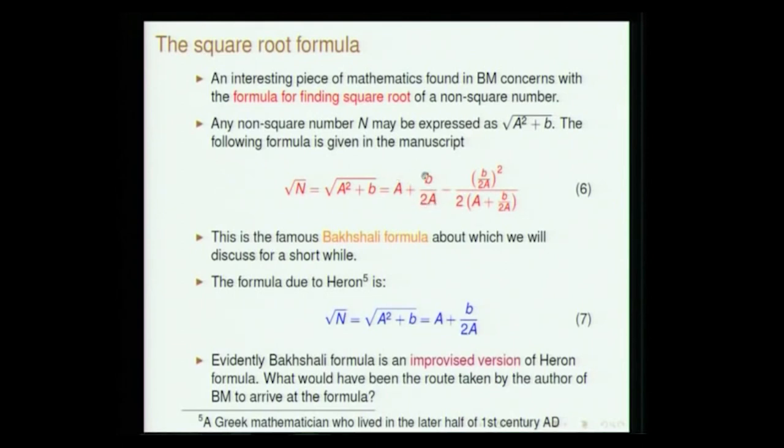This quantity actually repeats itself here. This is the famous Bakhshali formula, and this particular form, a plus b by 2a, is something which has been presented by Heron also. You have one more term added to that. So, naively one feels that this should be a much better approximation than a plus b by 2a. How did this Bakhshali author arrive at this formula? This we will be discussing towards the end of our lecture.